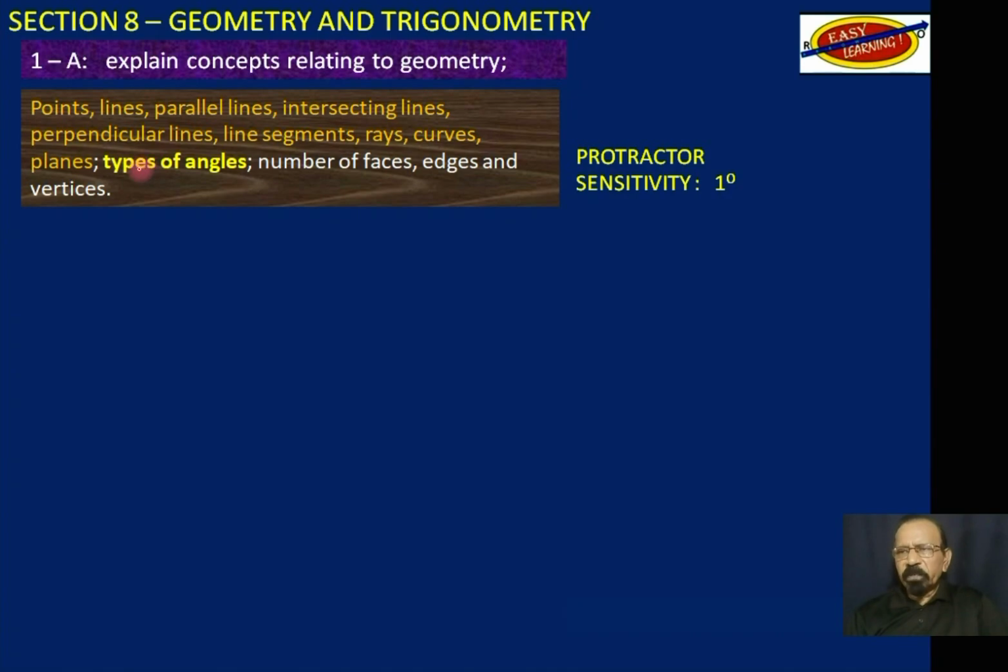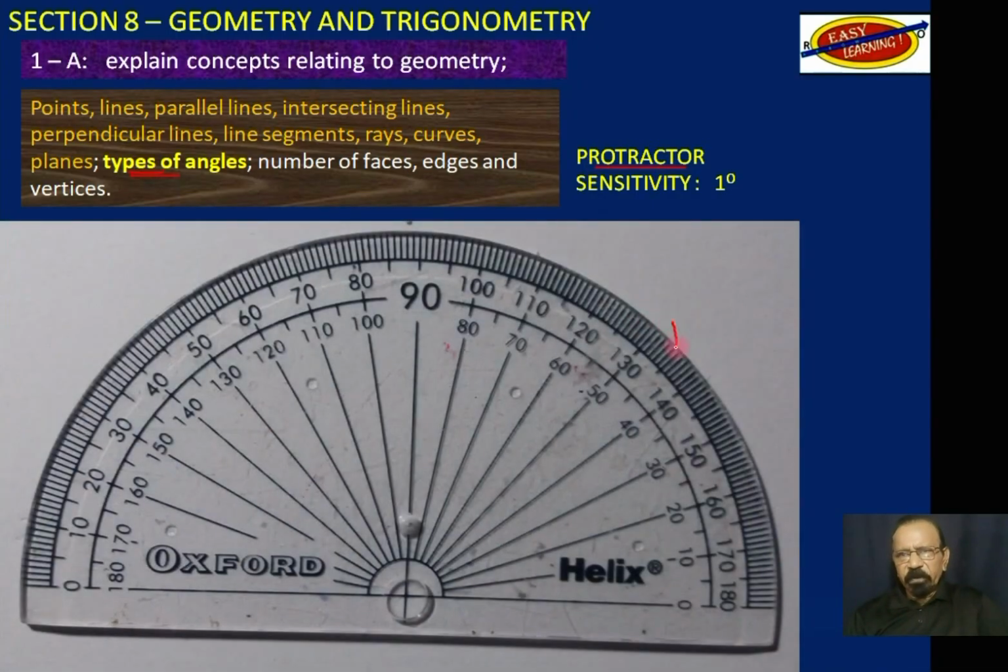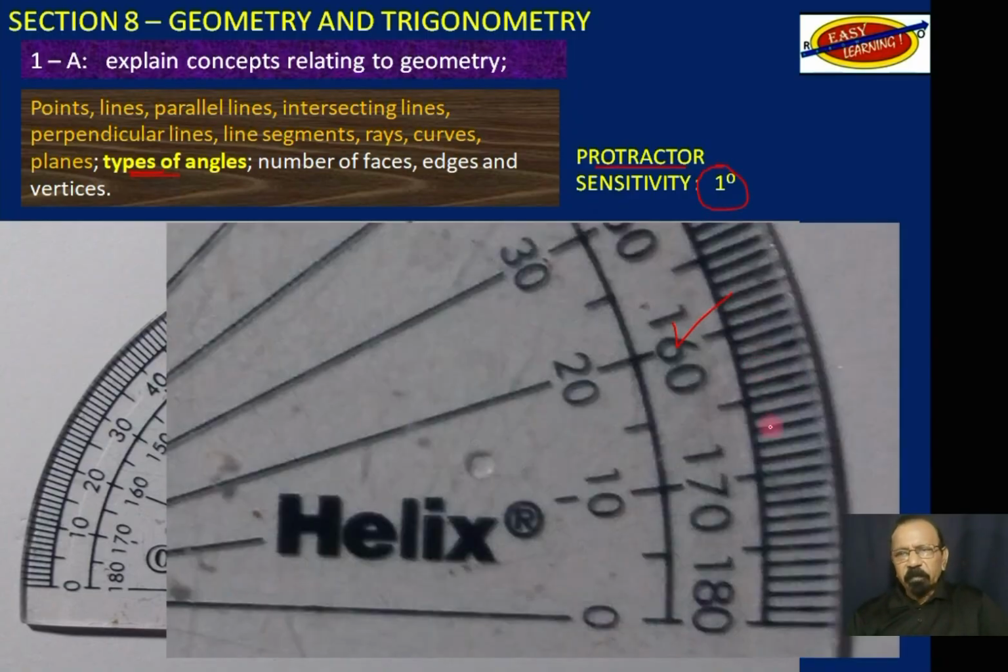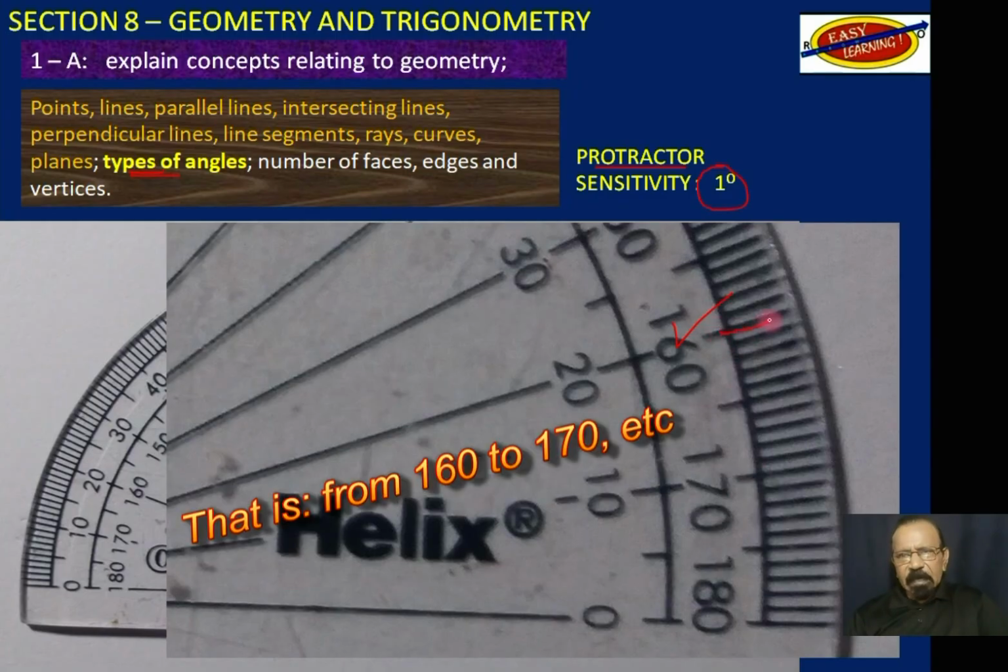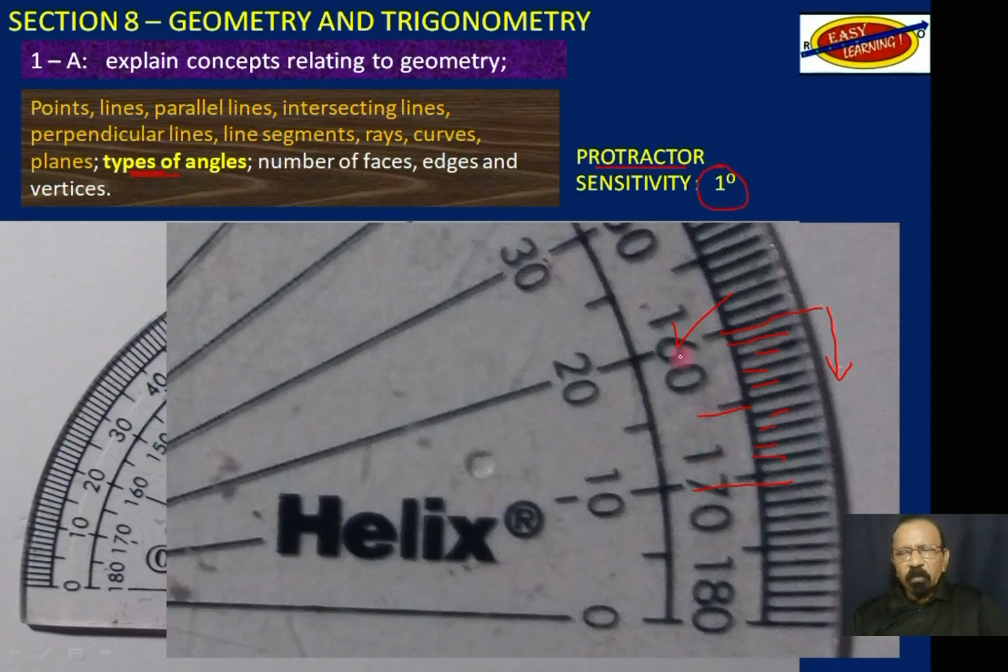Now, how do you measure angles? Actually measure angles, you use something called a protractor, which looks like this. I'm sure you have seen that before. Its sensitivity is 1 degree. Remember I told you about that direction. If you look closely, and you're counting from 60 coming this way, that will be 61, 62, 63, 64, 65, 66, 67, 68, 69, 70. The sensitivity is 1 degree.